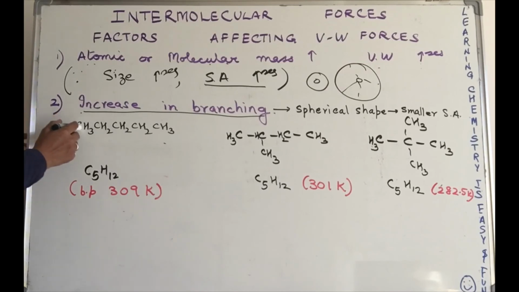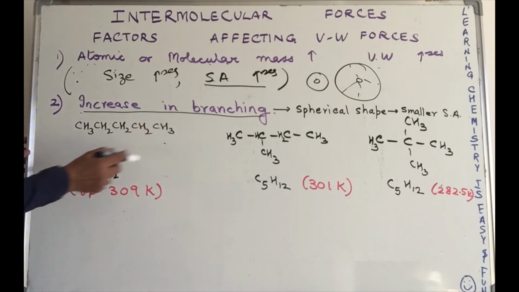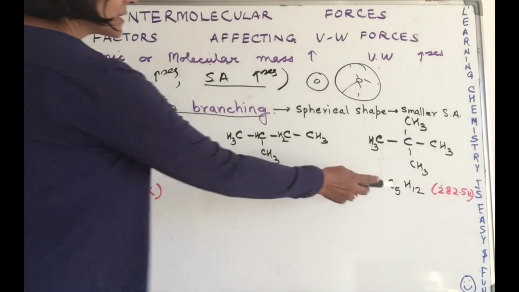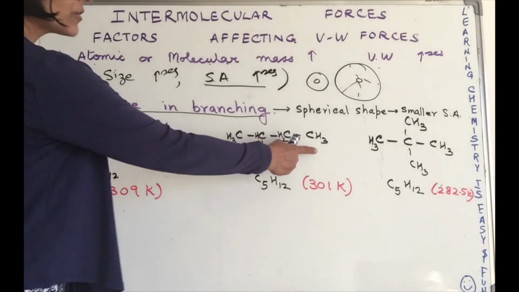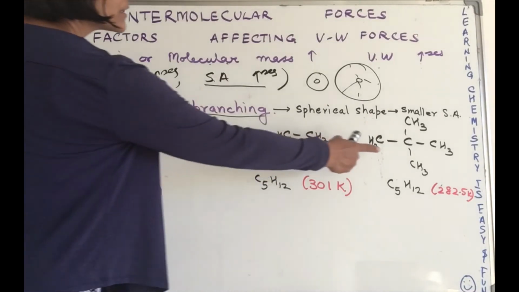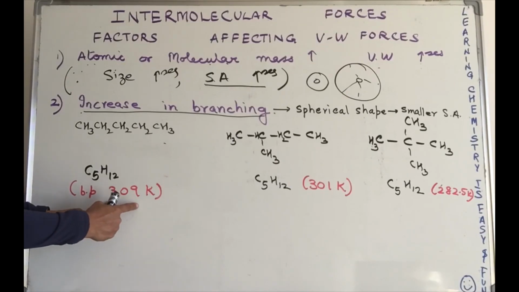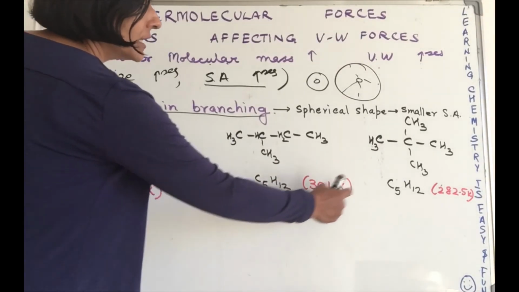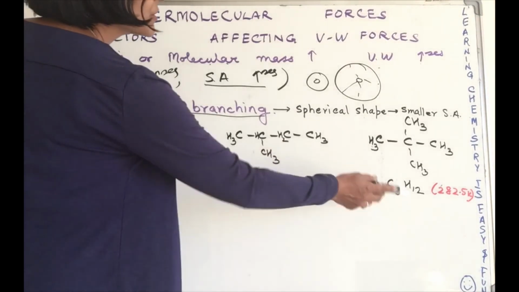Now if you notice, 1, 2, 3, 4, 5 carbon, and 12 hydrogen. The same number of carbon and hydrogen here, the same here. What is different in all these? These are called isomers. The difference is in the arrangement of the carbon atoms. Here there's 1 branch, here there are 2 branches of the chain. If you notice the boiling points, this is 309, this is 301, this is 282. So what is happening is with increase in branching, the boiling point is actually reducing.